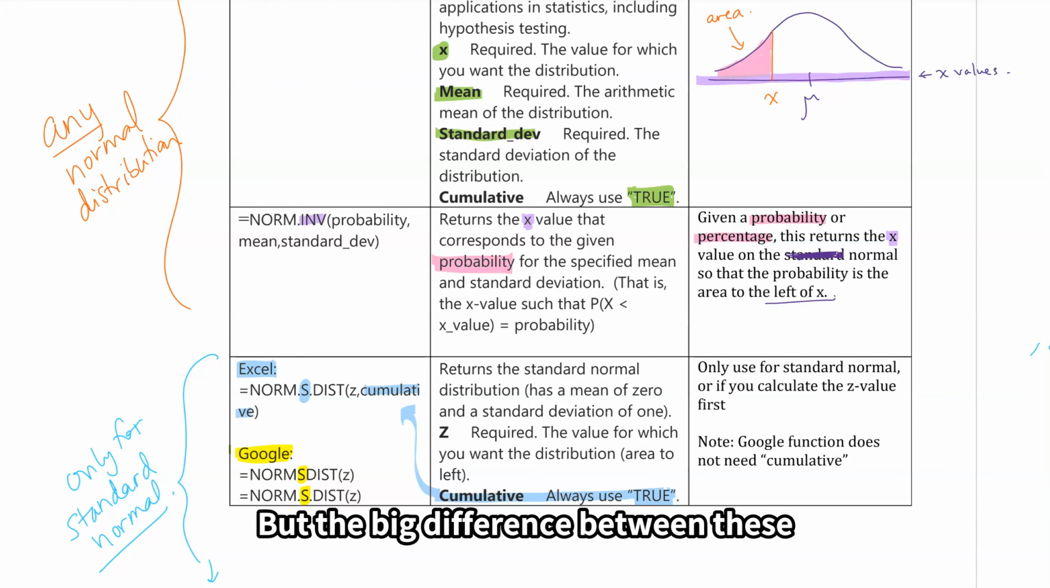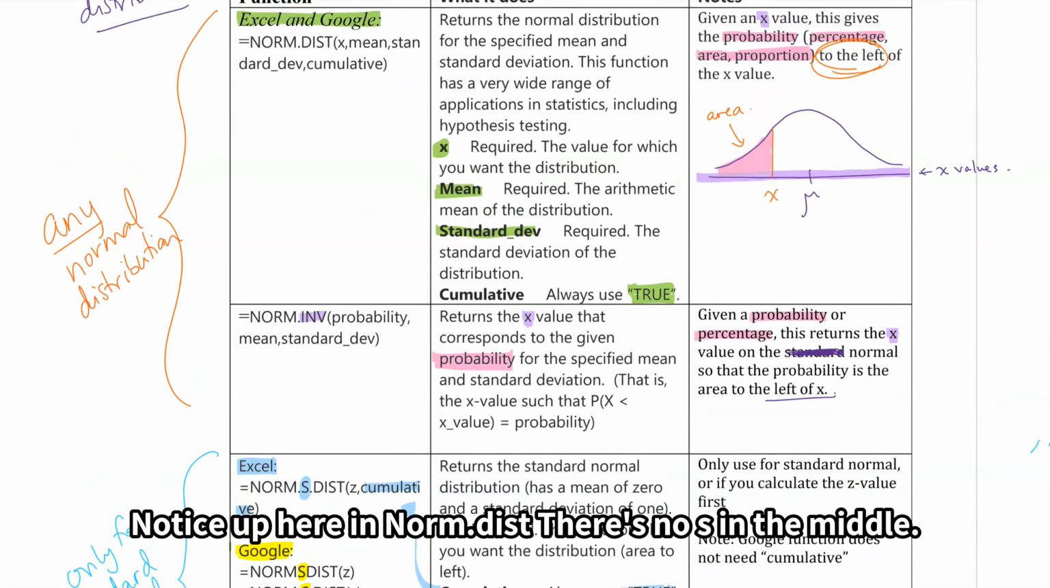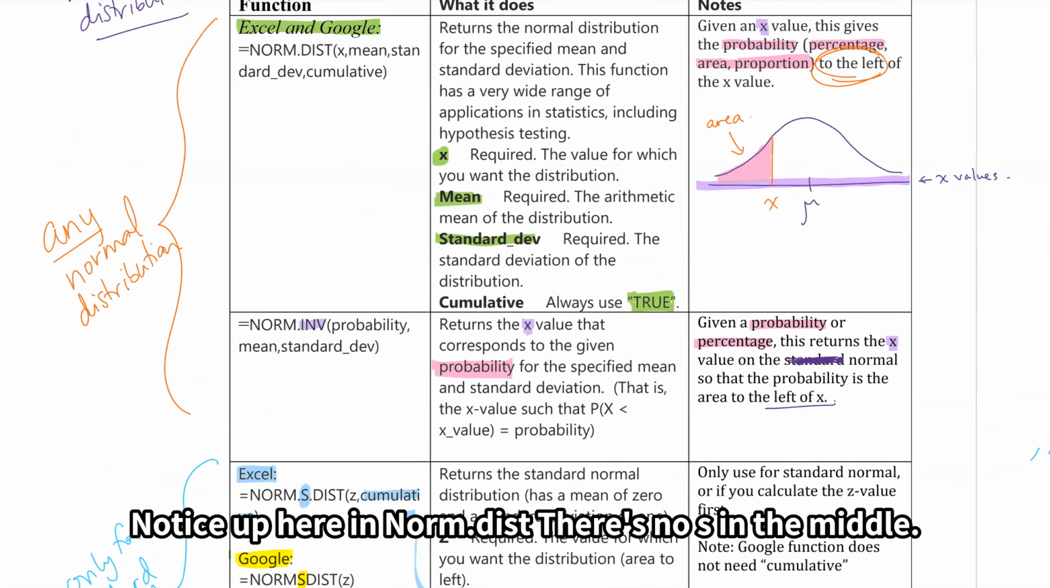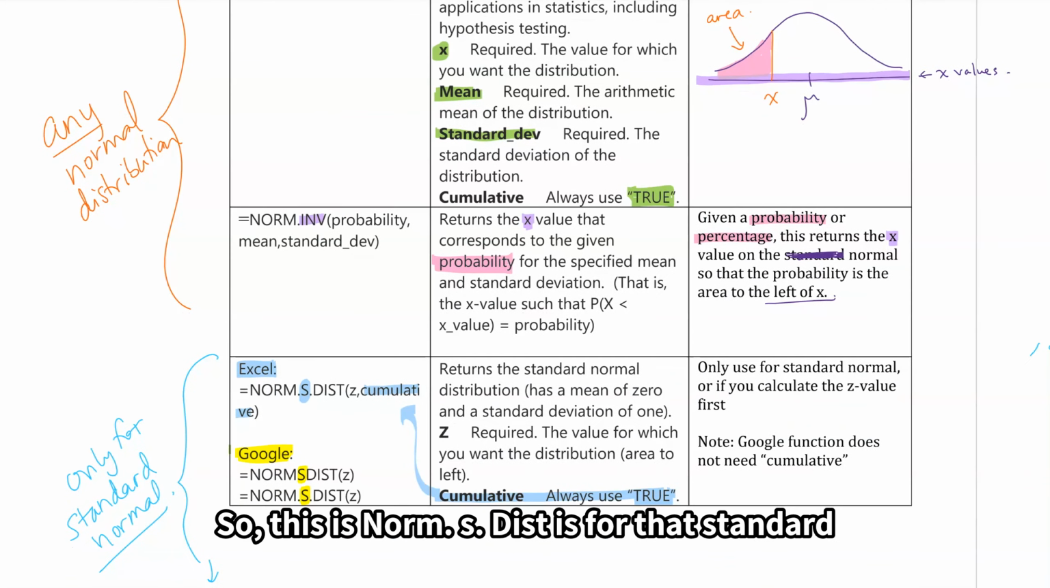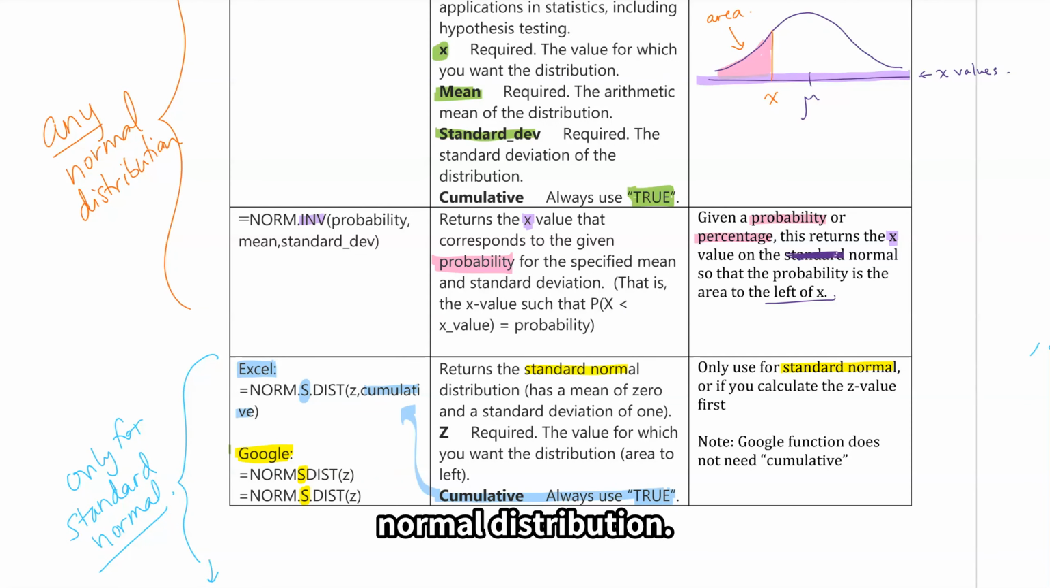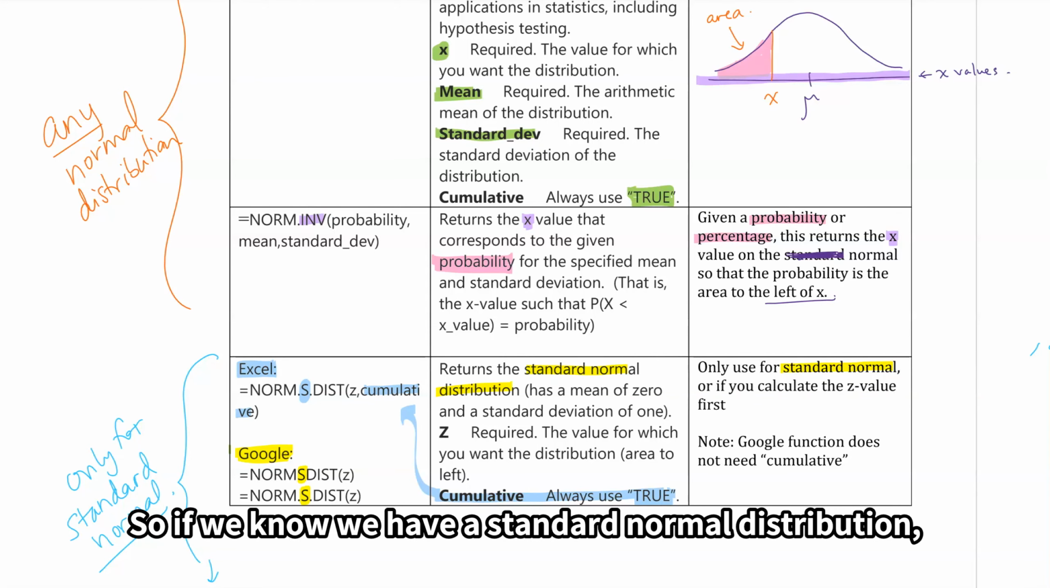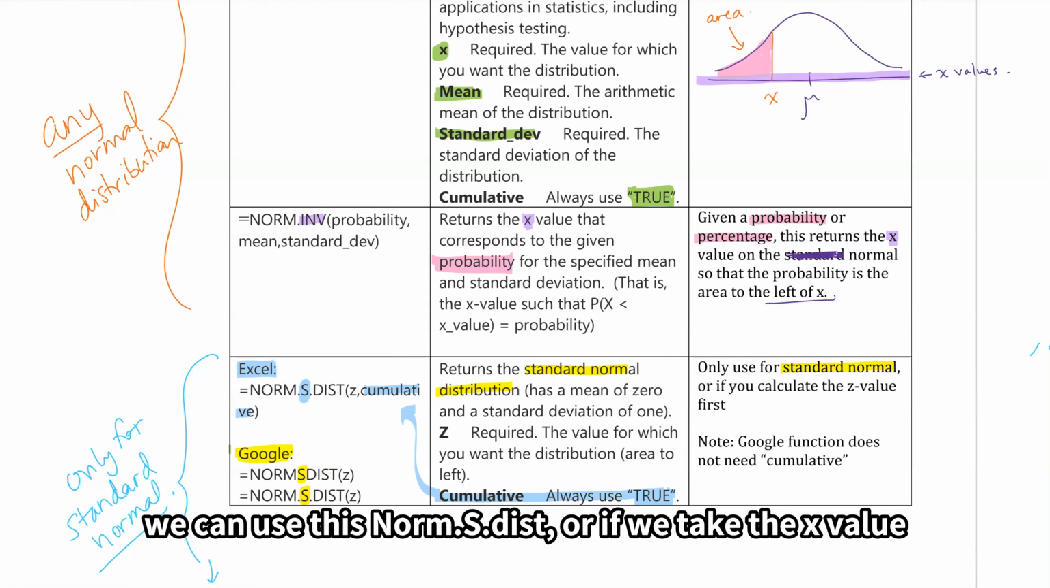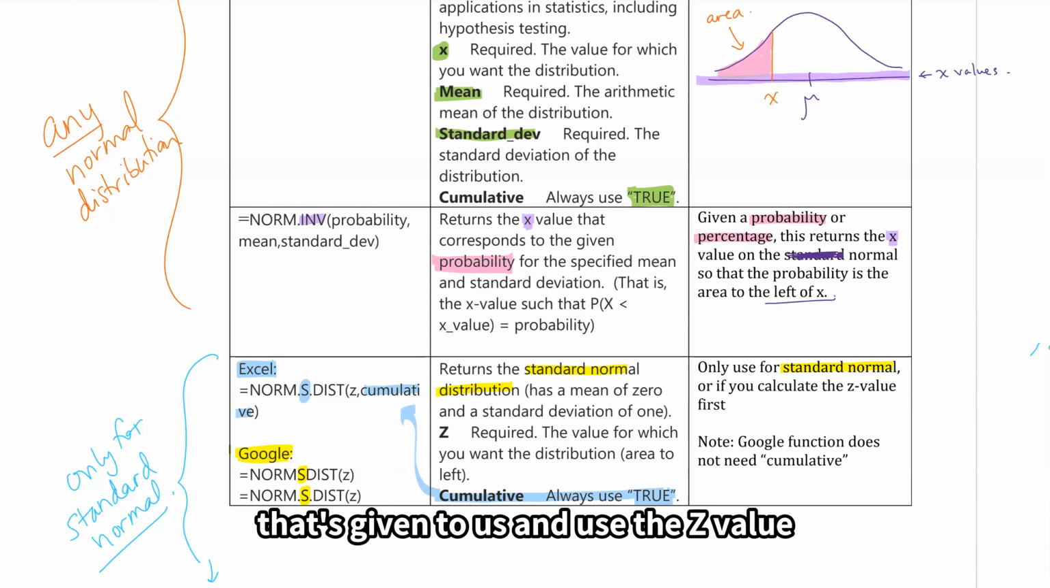But the big difference between these and the ones for any normal is we have this S in the middle. Notice up here in norm.dist, there's no S in the middle. So this norm.s.dist is for that standard normal distribution. So if we know we have a standard normal distribution, we can use this norm.s.dist. Or if we take the x value that's given to us and use the z value conversion, convert the x to z, then we can use the norm.s.dist.